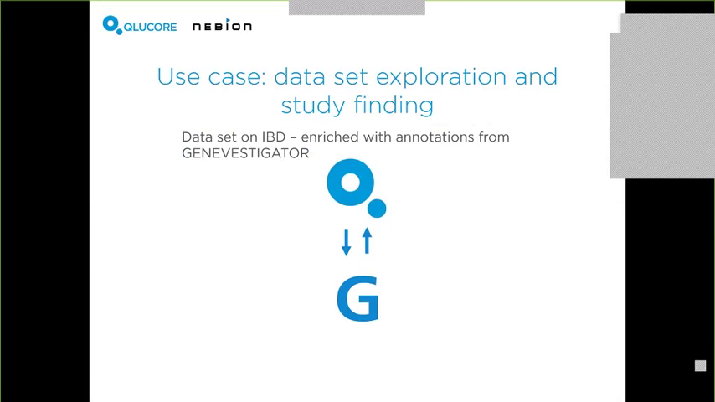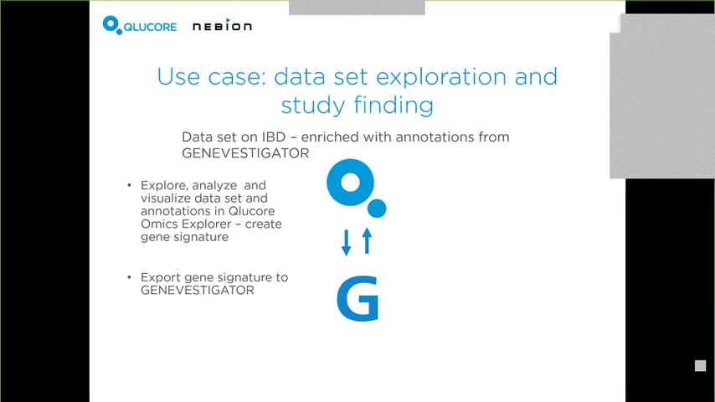The use case that we will demonstrate is how to do a data set exploration and subsequent study finding. And the data set that we will use for this is a data set on IBD enriched with annotations from Genvestigator. We will import this data set in Qlucore Omics Explorer, where we will explore, analyze, and visualize the data and annotations. And at the end of the session, also create a gene signature. And this gene signature will be exported to Genvestigator.